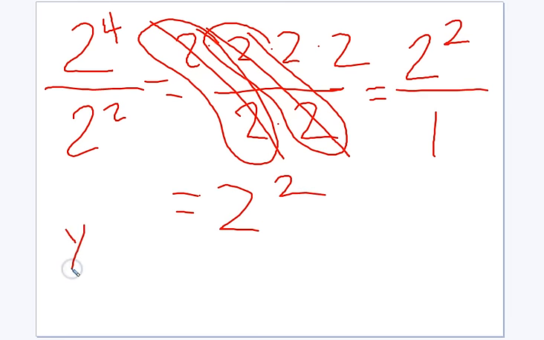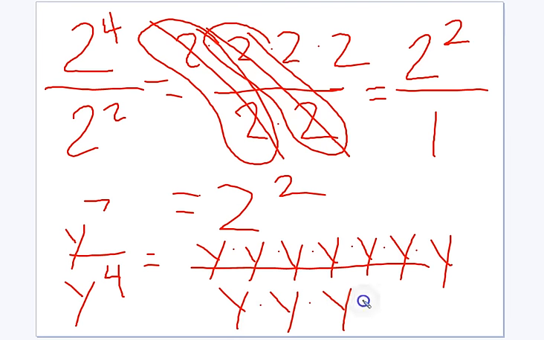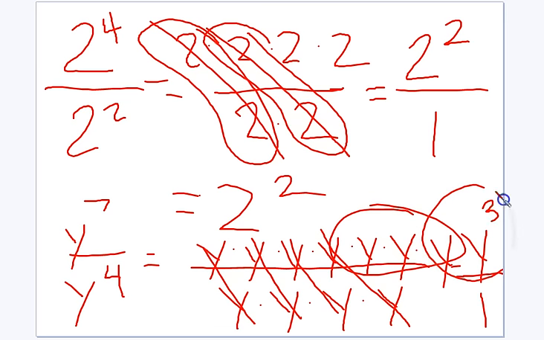So example, if we had y to the 7th over y to the 4th, the top would be y times y. We're going to do that 7 times. 4, 5, 6, 7. The bottom would be y times itself 4 times. And we're canceling out when we have the same y on the top and bottom, which leaves us with y to the 3rd on the top, because we've got 3 y's up here, and we've canceled to only 1 left on the bottom. So our answer is y to the 3rd.